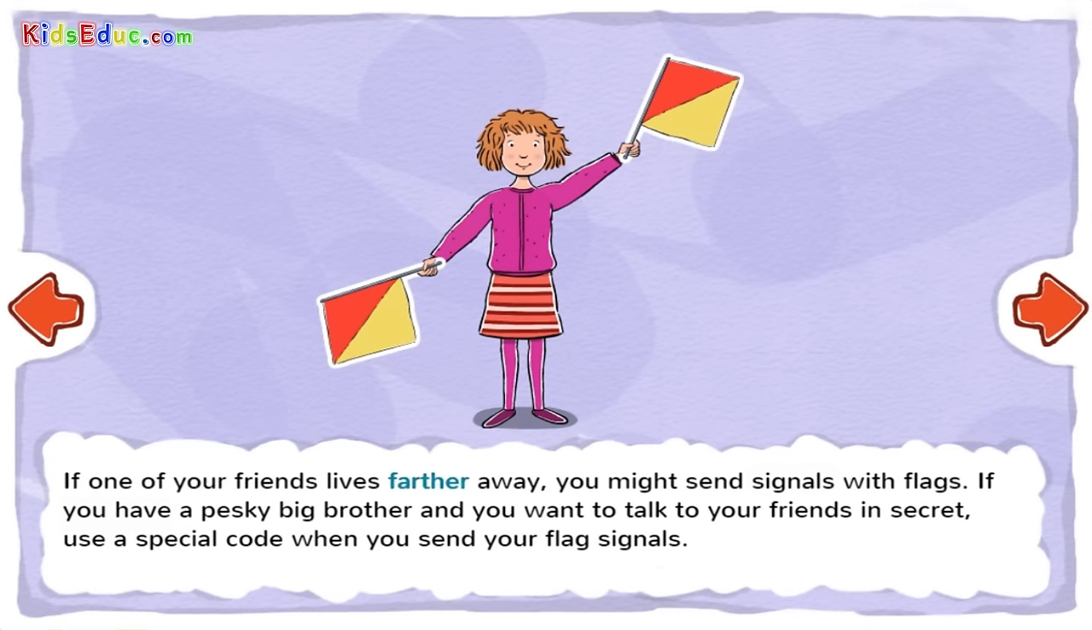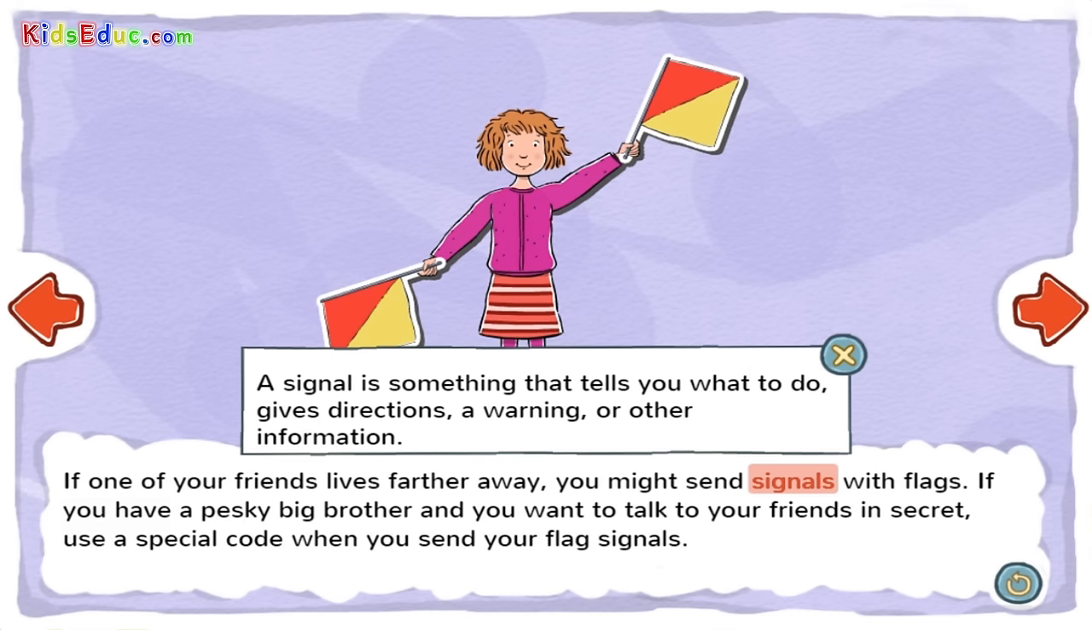If one of your friends lives farther away, you might send signals with flags. If you have a pesky big brother and you want to talk to your friends in secret, use a special code when you send your flag signals. Signal. A signal is something that tells you what to do, gives directions, a warning, or other information. A red light is a signal that tells you to stop your car.